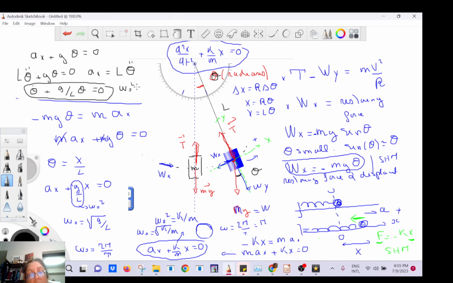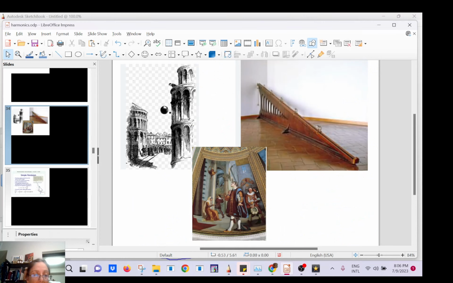Okay? But not to worry about that if you are taking the MCAT. But it's just nice to understand that as long as your restoring force is proportional to the displacement, then you have a simple harmonic motion. Okay? And that's going to be the equation of motion. Okay. That was just a parenthesis.